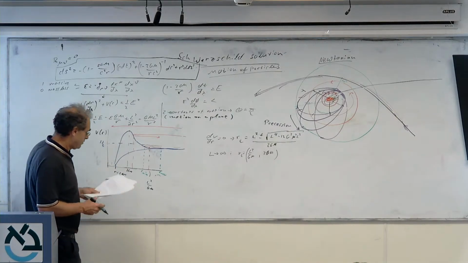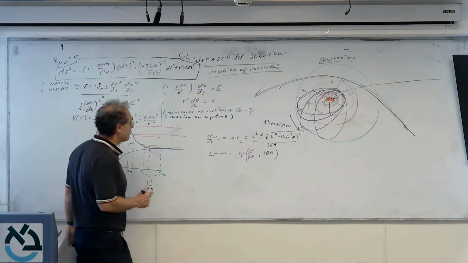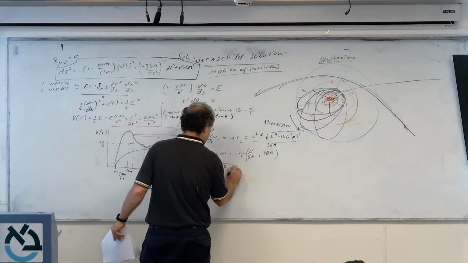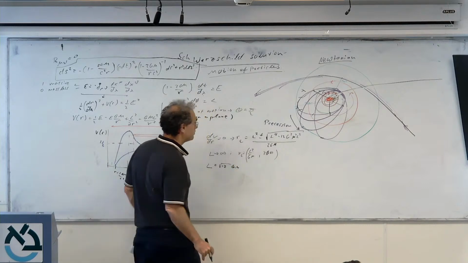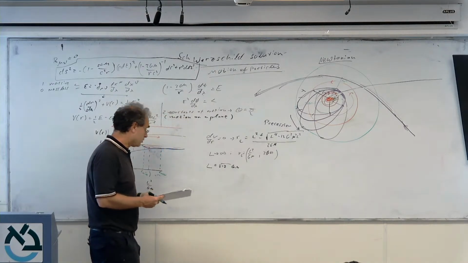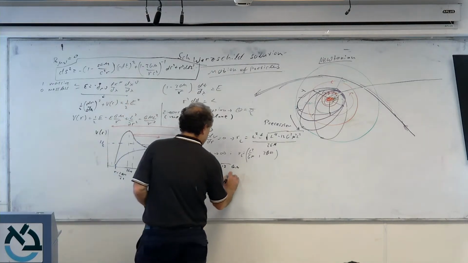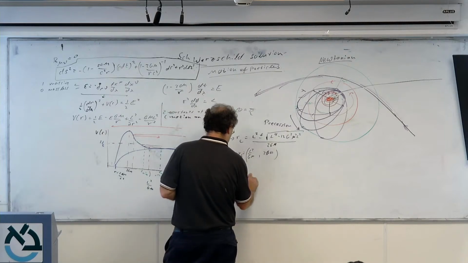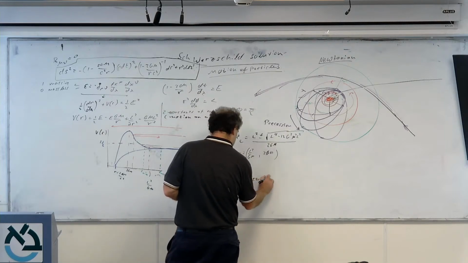And in the limit where L is the square root of 12 GM, then these two solutions coincide. We get one solution, which is R_c, called R_ISCO, which is 6GM.